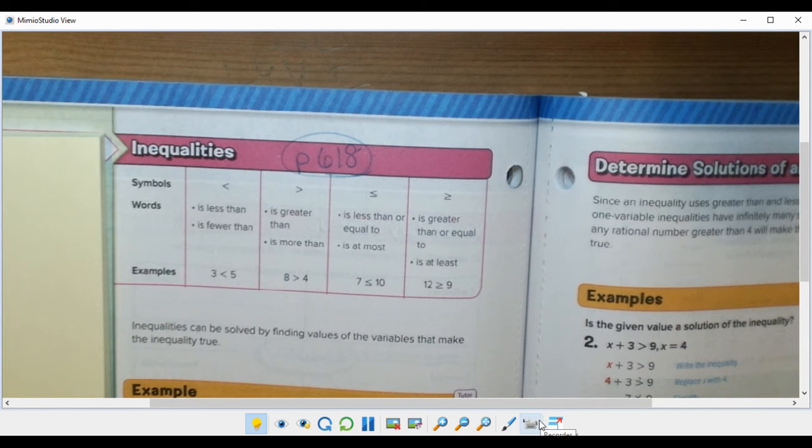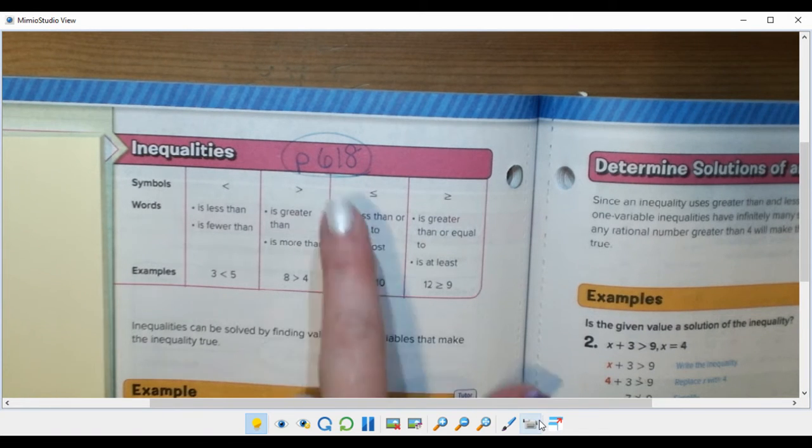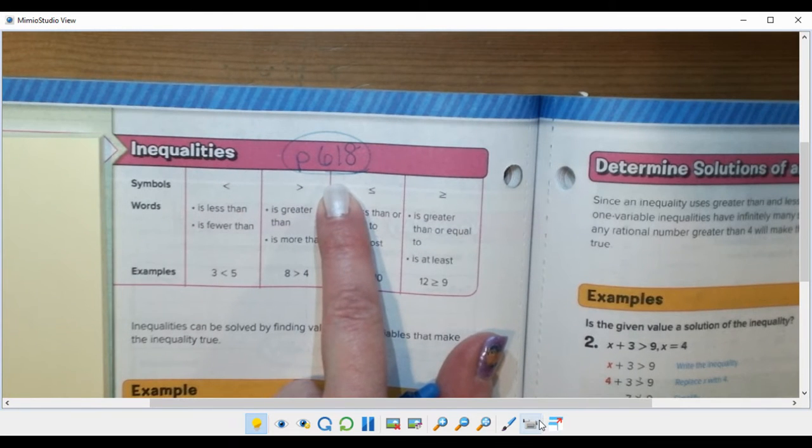So today we're going to start lesson 5 of chapter 8. It's inequalities. You've seen things similar to this before. You've done equations. You've actually done some inequalities. We're going to kind of blend it all together. And there's even some new symbols that I'm going to introduce to you. So I'm going to be starting on page 618 in your book.